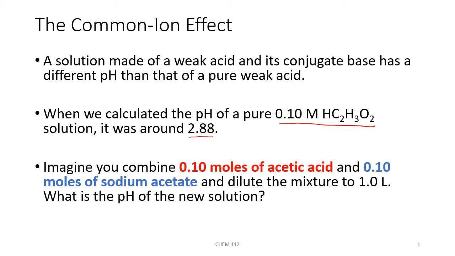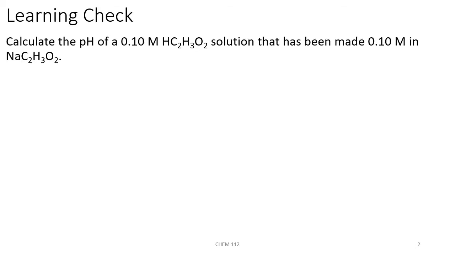Now what we're going to imagine is if we make a solution up and we have some acetic acid in it and we mix in something like sodium acetate, where the acetate would be a common ion to the acetic acid. So we'll imagine we mix 0.1 moles of acetic acid with 0.1 moles of sodium acetate and we dilute it up to 1 liter. What would be the pH of this new solution that contains a common ion? Calculate the pH of a 0.1 molar acetic acid solution that has been made 0.1 molar in sodium acetate.